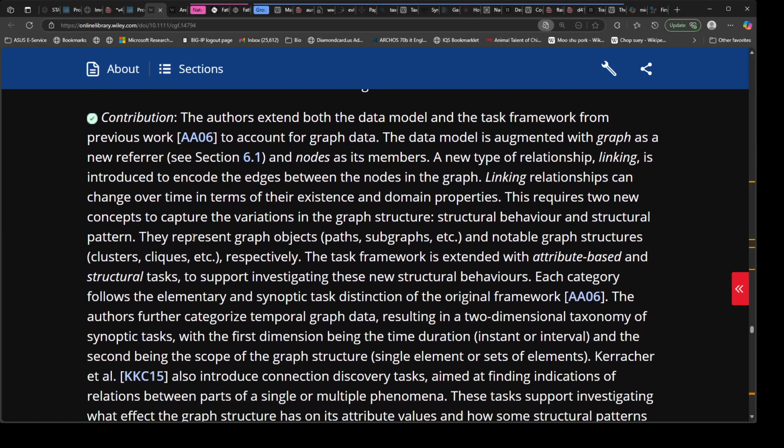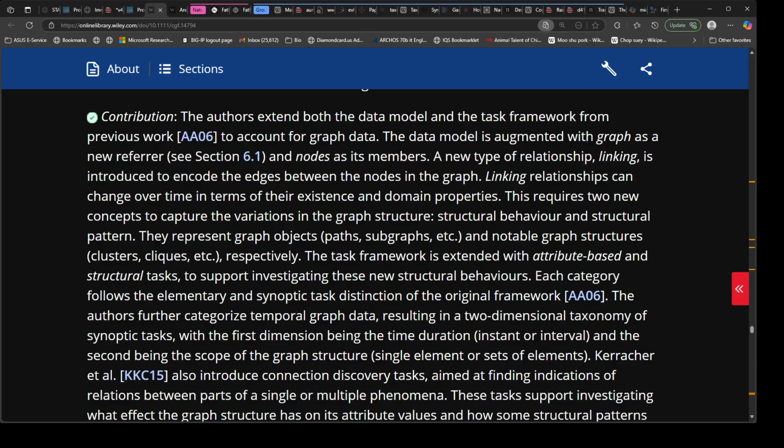Image contribution. The authors extend both the data model and the task framework from previous work [AA 06] to account for graph data. The data model is augmented with graph as a new referrer, see section 6.1, and nodes as its members. A new type of relationship, linking, is introduced to encode the edges between the nodes in the graph. Linking relationships can change over time in terms of their existence and domain properties. This requires 2 new concepts to capture the variations in the graph structure: structural behavior and structural pattern. They represent graph objects, paths, subgraphs, etc., and notable graph structures, clusters, cliques, etc., respectively.